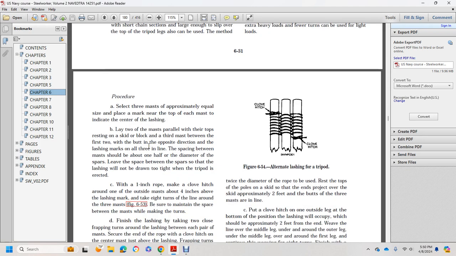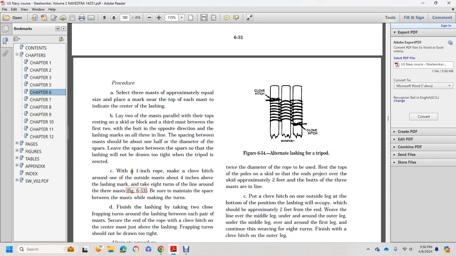Lay out two masts parallel with the tops resting on a skid, and block the third mast between the first two, with the butt in the opposite direction. Mark the lashing line. The space in between the masts should be 1/2 of the diameter of the spars. Leave the space between the spars so the lashing will not become too tight when the tripod is erected.